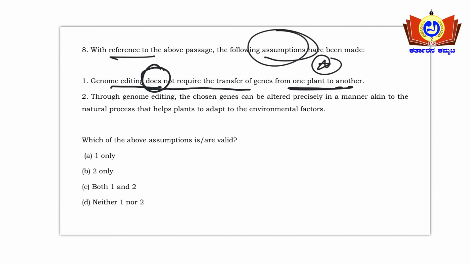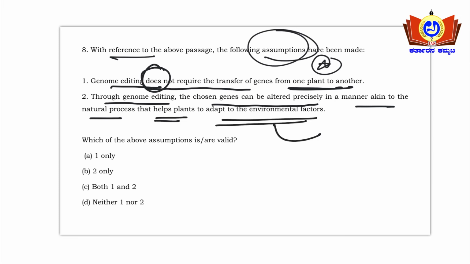The second statement: through genome editing, the chosen genes can be altered precisely in a manner akin to the natural process that helps plants adapt to environmental factors. So yield can be increased here, friends. Both assumptions hold good, my dear friends. Hence option C, both 1 and 2, is the right answer. Okay, moving on to the next question.